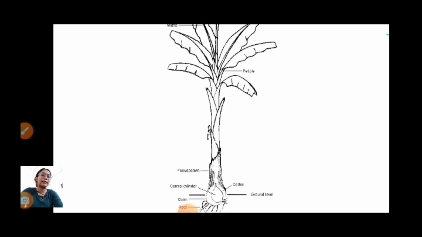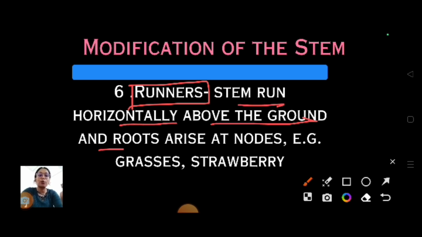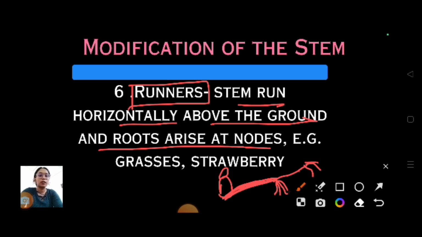Then moving on to the next slide. Runners, let's see what is runners. Stem runs horizontally above the ground and roots arise at nodes. So what happened? Suppose this is a plant. A stem used to run horizontally above the ground like this. A stem used to come out from a plant, and roots used to arise at the nodes. Suppose these are the nodes. Roots used to arise from the nodes.